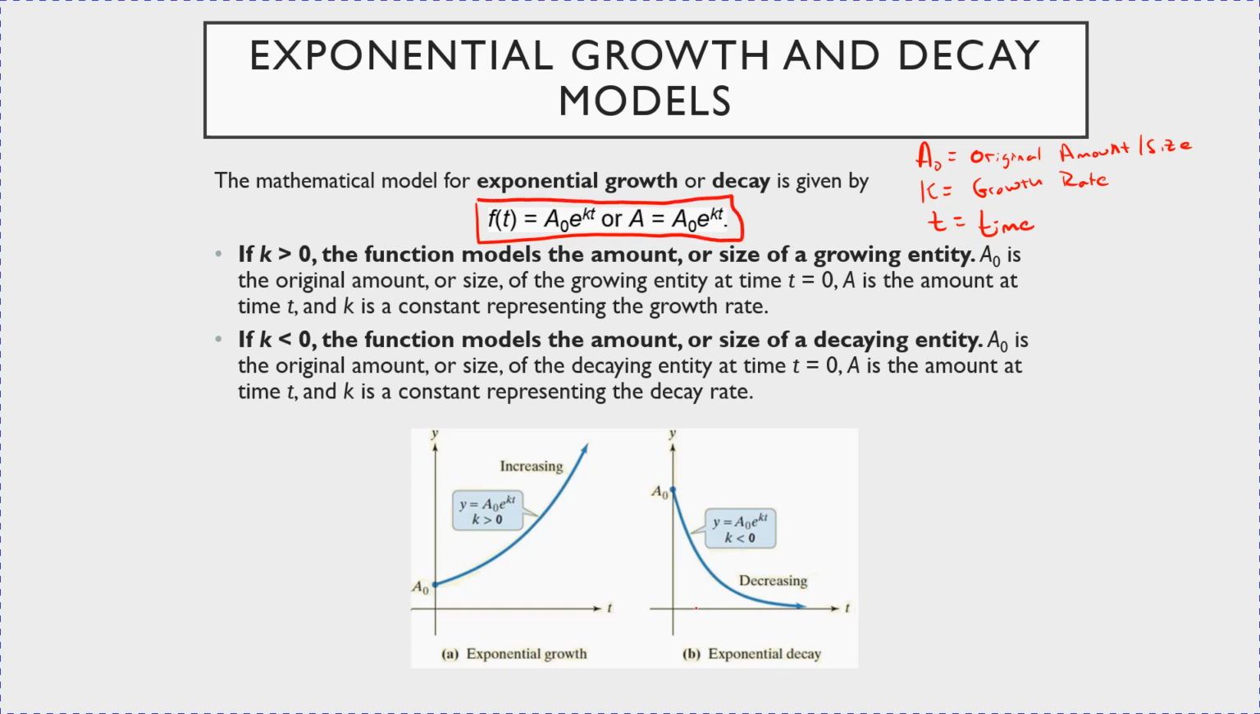In exponential growth, when k is greater than 0, you can see the value is increasing, increasing, increasing. And when k is less than 0, it's negative, and you can see the values decreasing, going down like this. Let's work some examples. I'll do one of exponential growth, and then an example of exponential decay.